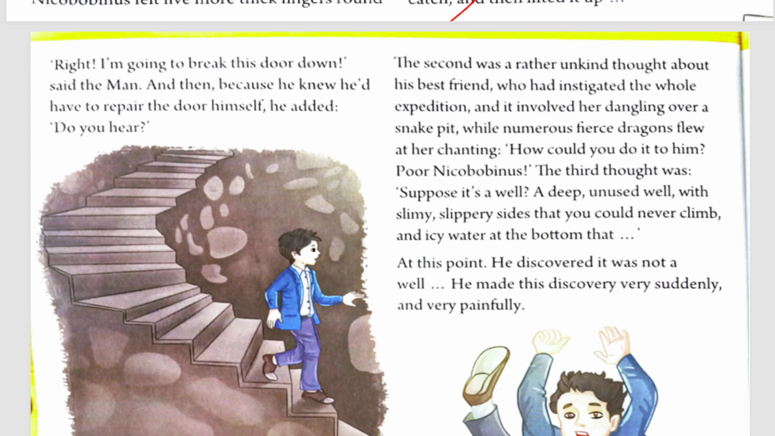"Right, I am going to break this door down," said the man. So, standing at the gate, which was locked by Nicobobinus, the man was shouting and saying that he is going to break down the door very soon. And then, because he knew he would have to repair the door himself, he added, "Do you hear?" Now, the man knew that if he broke the door, he himself would have to repair it, which would cost him much. So consequently, he again shouted for Nicobobinus. But what was Nicobobinus doing?